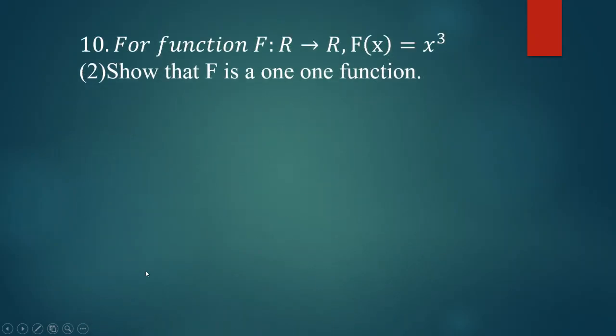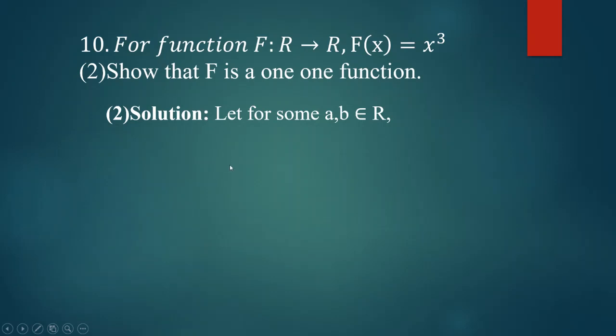10.2. For function f from real number to real number, f of x equal to x cube, show that f is one-one function. First of all, we have to know the definition of one-one function. In one-one function, images of different elements are distinct.